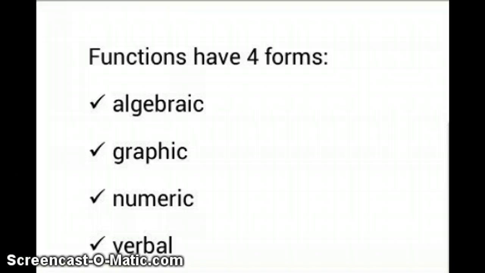Regardless of the form that the function is given, you have to be able to juggle between these 4 forms. So if a function is given in the algebraic form, you are supposed to be able to draw its graph, create a table of values, make up a question, a real sentence, a real situation, and so on.